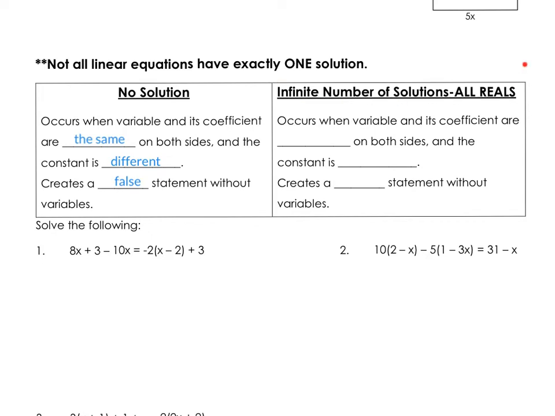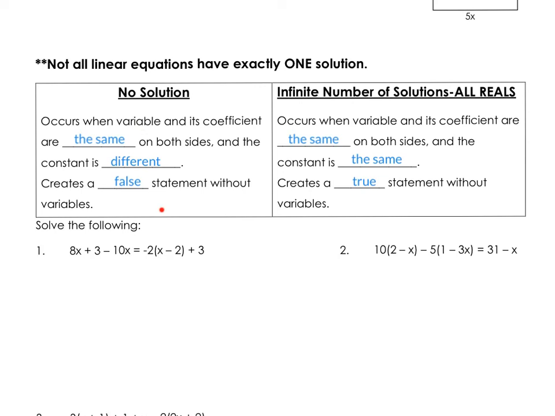Our other option is an infinite number of solutions, or all reals, because remember that's all the numbers we know. This occurs when the variables and its coefficients are the same on both sides, and the constant is the same. This creates a true statement without variables. So basically, when you solve these, if you end up with a statement that's false at the end, that means that there is no solution.